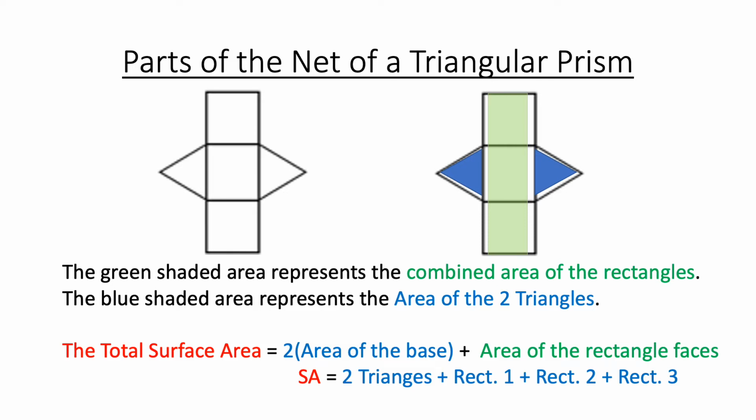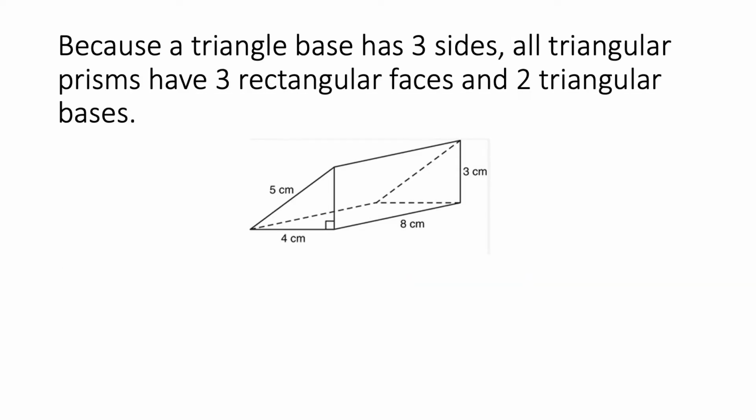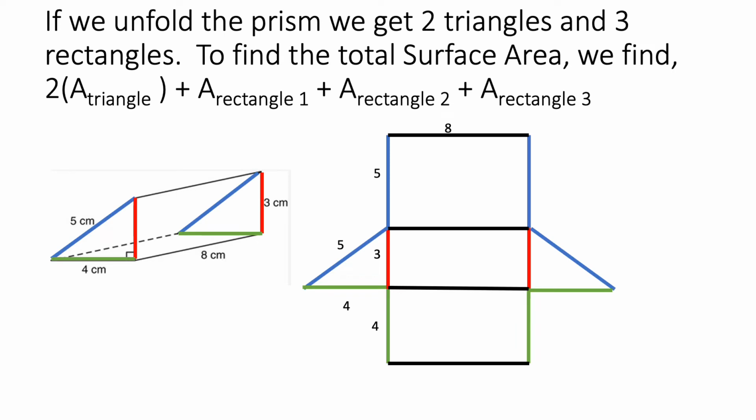So the total surface area would be equal to 2 times the area of the triangular base plus rectangle 1, rectangle 2, and rectangle 3. Because a triangle base has 3 sides, all triangular prisms will have 3 rectangular faces and 2 triangular bases. When you unfold the prism, you see that you get 2 triangles and 3 rectangles.